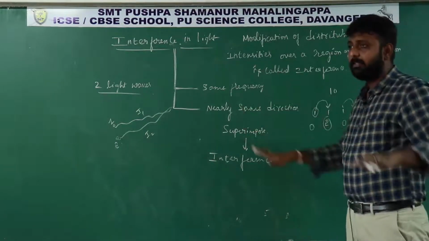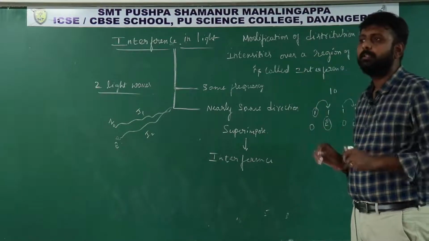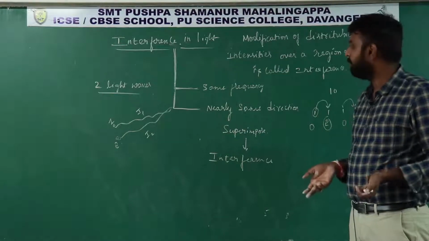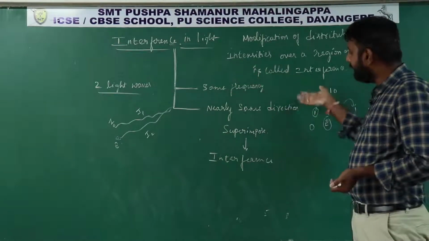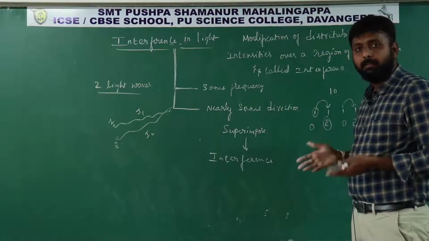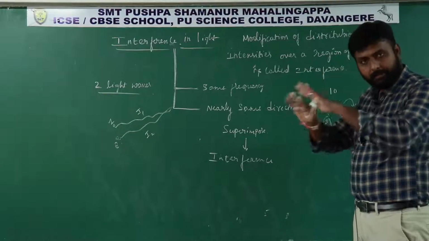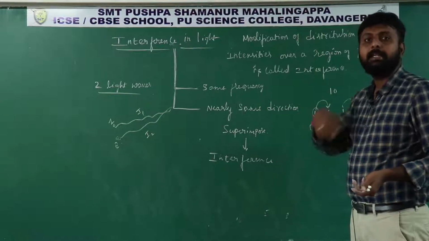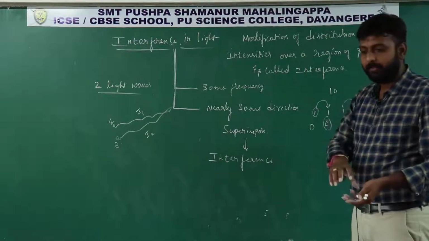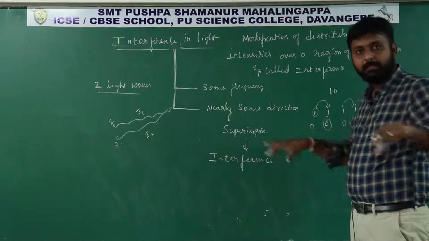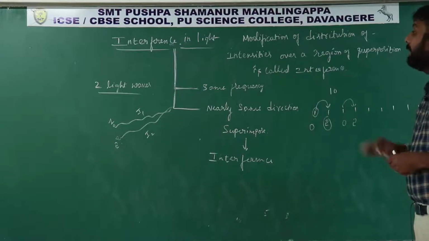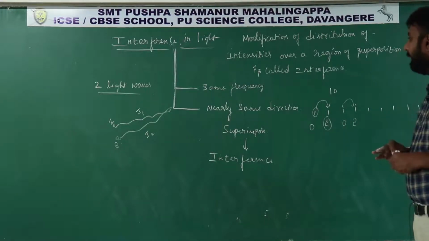Same way, over a region there is intensity due to waves, but the intensity will redistribute. When they have the same frequency and are moving in nearly the same direction, then they superimpose, right? In that region the intensity will redistribute. You are not adding energy there, and you are not taking energy from there. So the intensity is redistributing. That phenomenon is called interference in light.